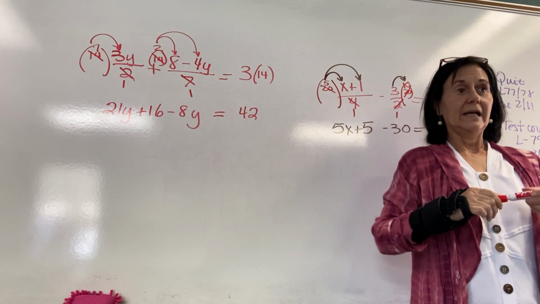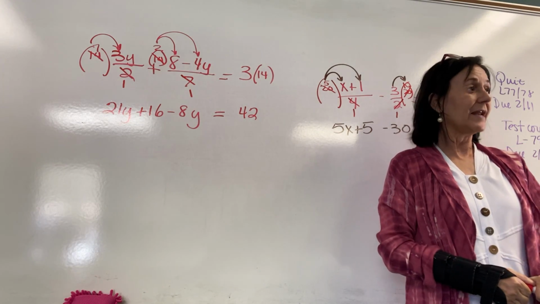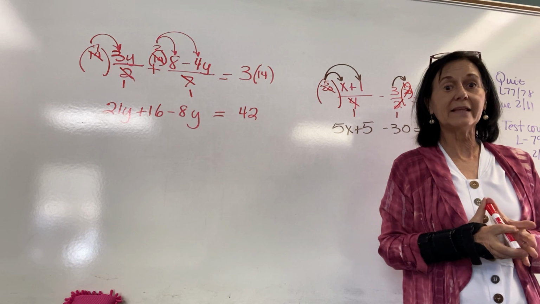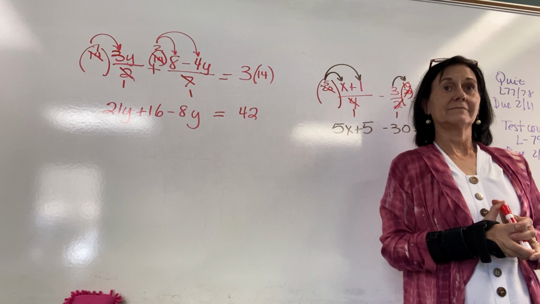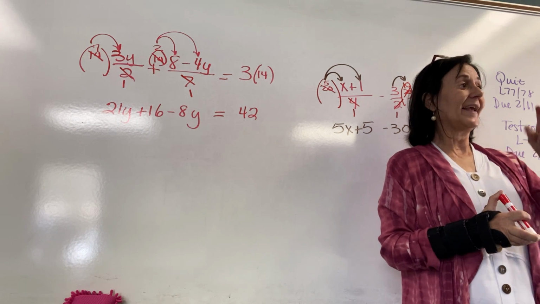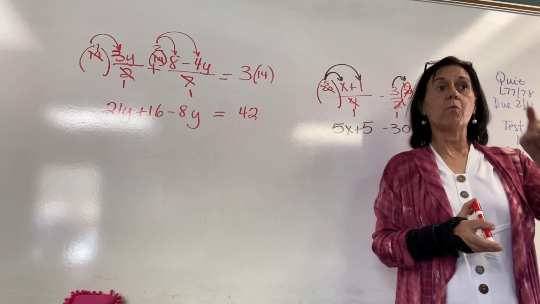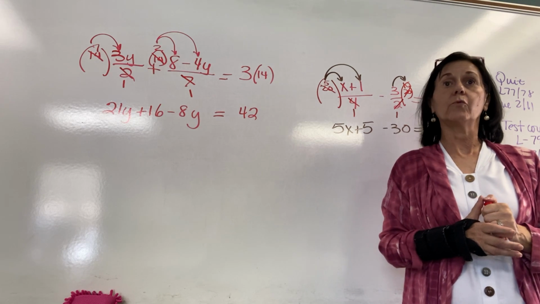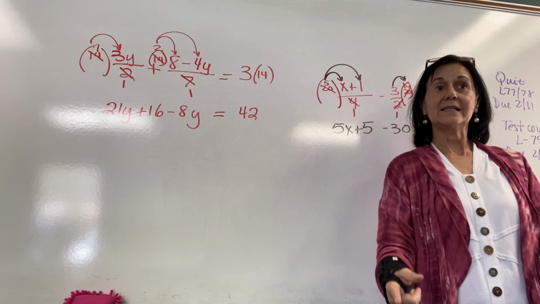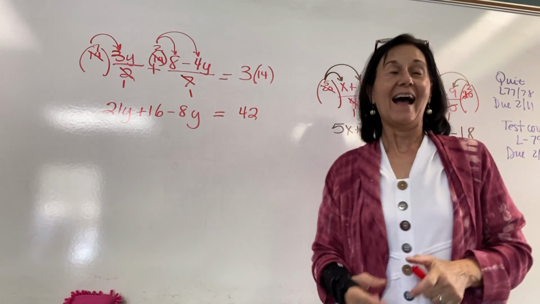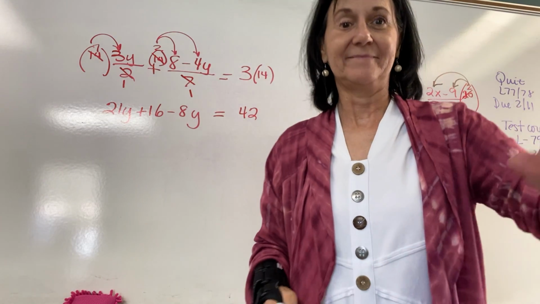So with the equal sign, I'm eliminating the denominator. How do I eliminate the denominator? By multiplying every term by the common denominator. But before I multiply, I'm going to simplify. Always divide.